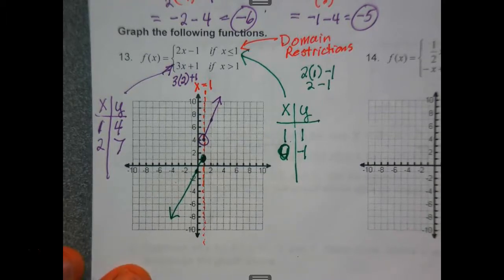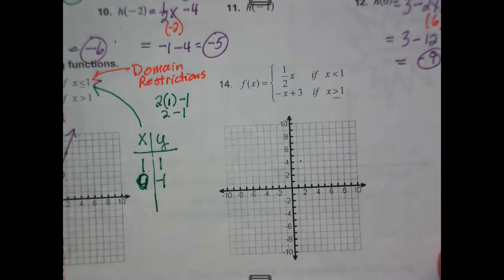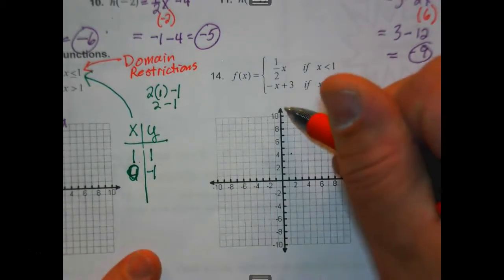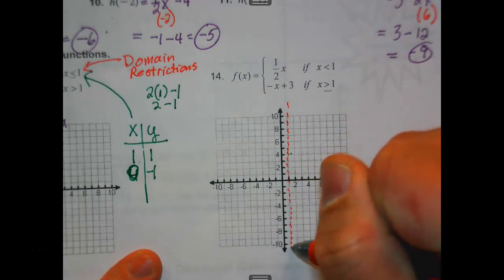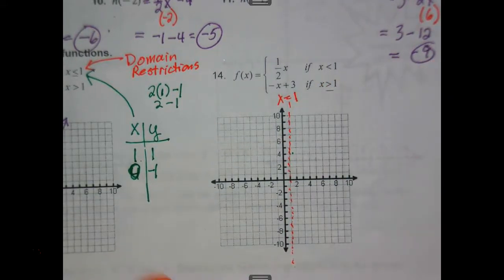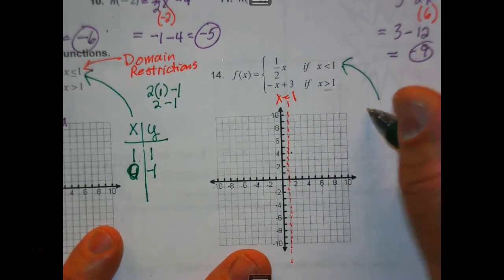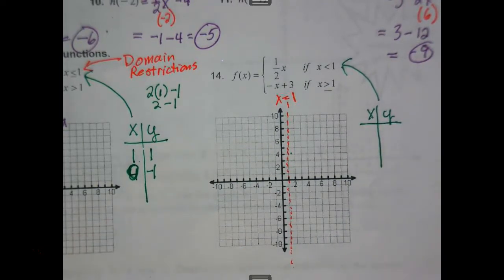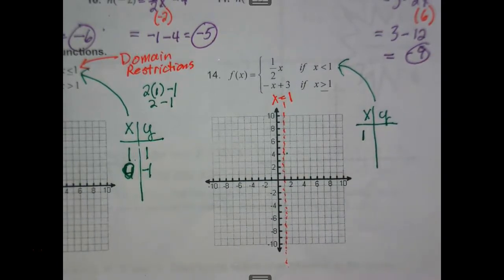All right, number 14. Okay, where's my boundary line? 1. So here's x equals 1. Okay, let's make a couple of charts. X, y. Again, these look to be lines, so I really only have to do 2 points. Always use your boundary line point, 1.